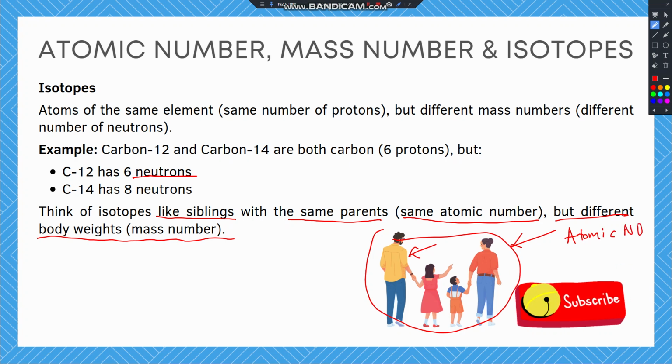But you have the kids over here. You have the little kid, and then you have the bigger kid over here. The bigger kid and the little kid both come from the same source. In other words, they have the same atomic number, but they have different mass numbers, or they have different masses. So even though they come from the same source, their masses are not the same. So that's what the concept of isotopes deal with.